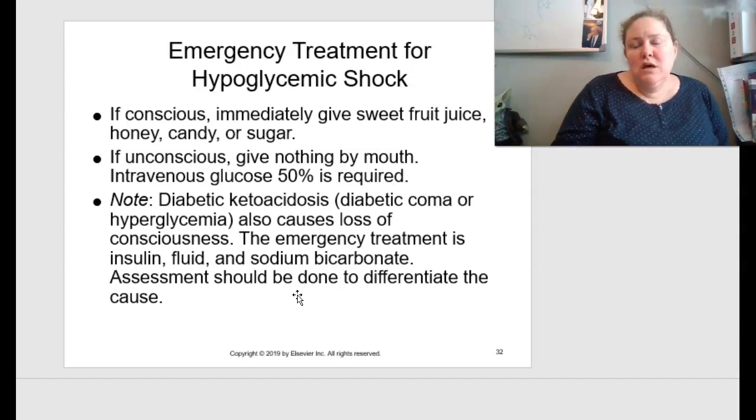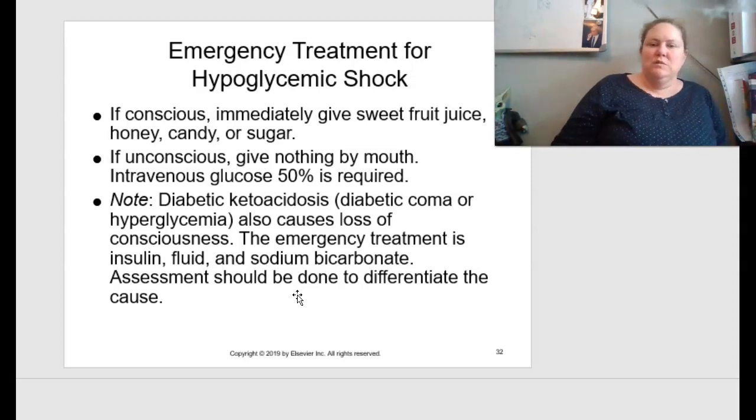even if you're not going to go on and treat patients. This is just good knowledge if you know that one of your friends tends to have low blood sugar. So if they are conscious, immediately give them something very sweet. So fruit juice, candy, honey, sugar, anything that can immediately cross into the blood and get absorbed. But if they're unconscious, don't give them anything by mouth because they can actually choke, right? So this is going to call for IV supplementation of glucose, and a 50% solution is required.